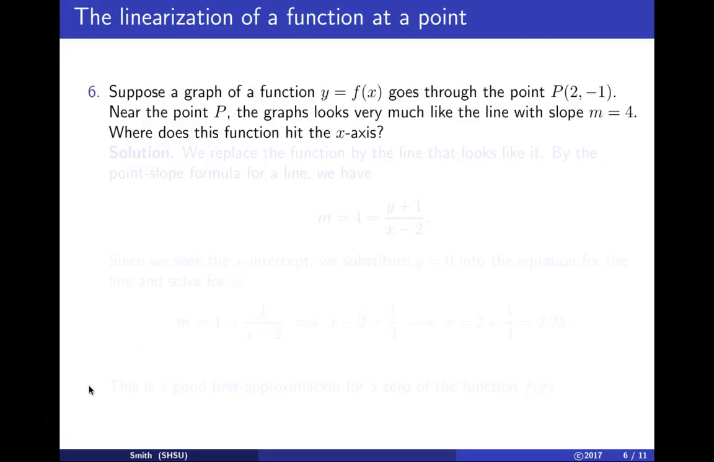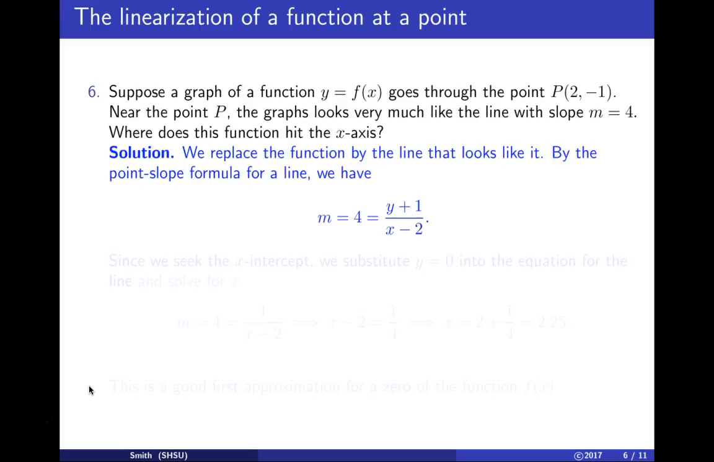Here's another type of question along the same lines. Suppose we have the graph of a function that goes through the point (2, -1), and suppose near that point the graph looks very much like a line with slope 4. Even if the function is not a line, what can we do with this? Can we do things like find out where the function hits the x-axis? Yes, we can. We can replace the function by the line that looks like it.